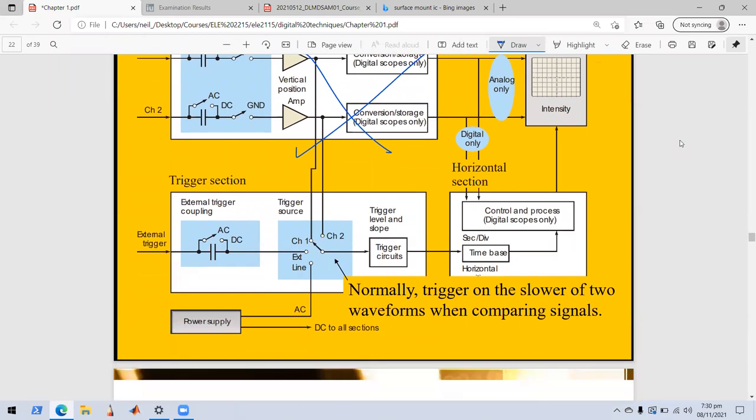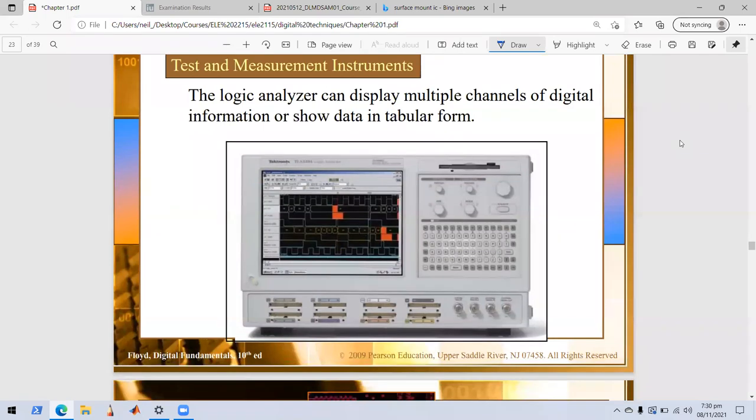But you can learn it if you want to. Okay. Another thing is the logic analyzer, right?